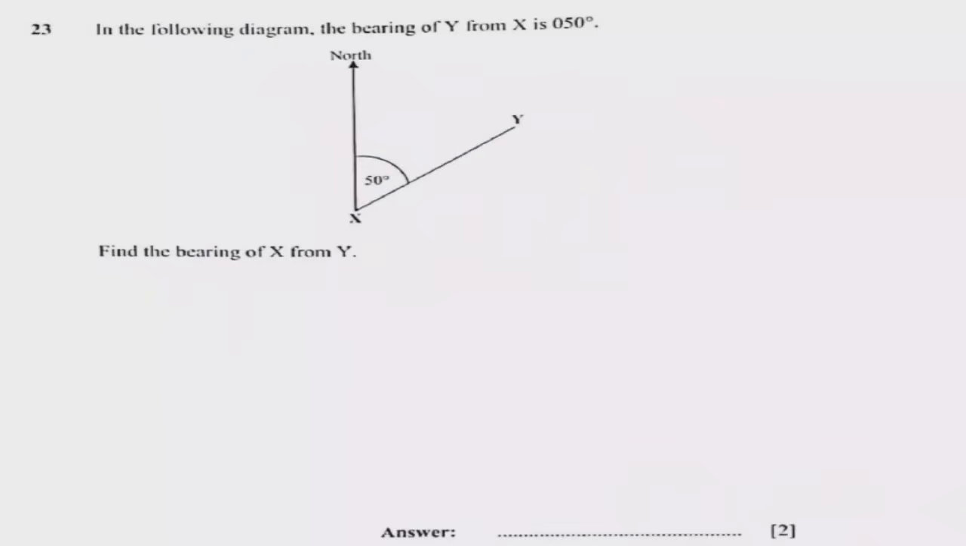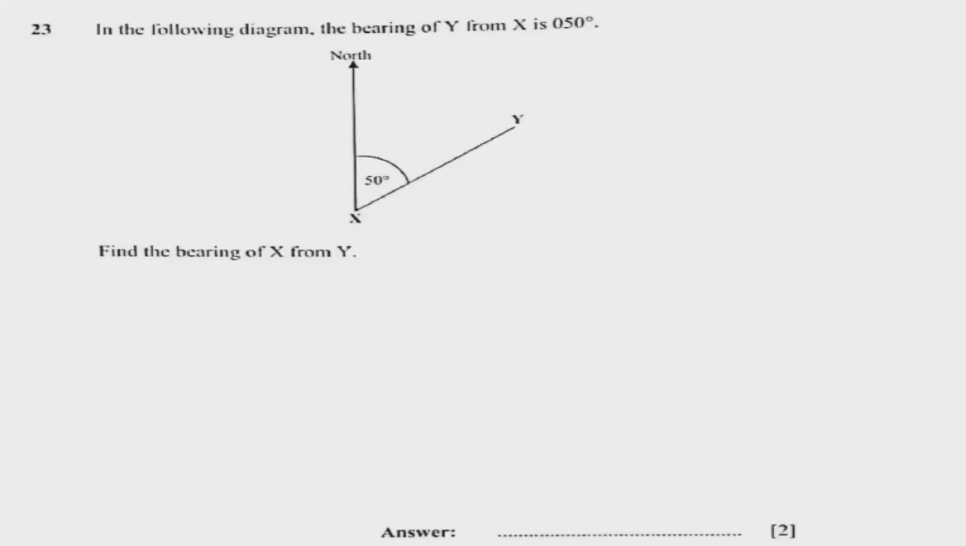We come to question 23, which is: in the following diagram, the bearing of y from x is 050 degrees. So you can take time and study the diagram. Once you've studied the diagram, then you can go to the actual question, which is: find the bearing of x from y.